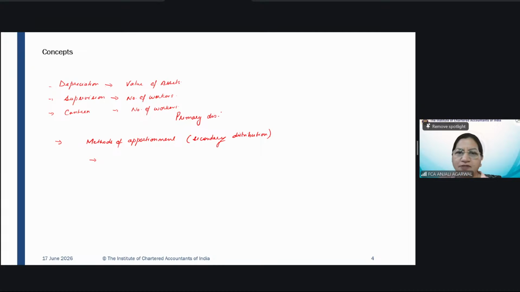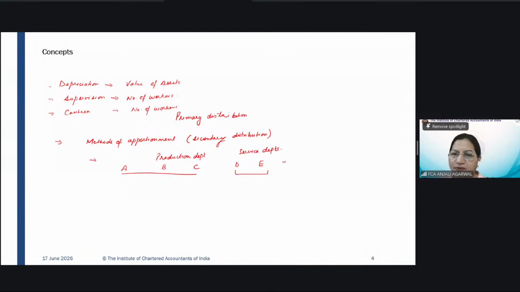After you have done the primary distribution, there can be a need to do a secondary distribution. What do we mean by that? Let us say there are 5 departments in an organization: Department A, B, C, D, and E. Departments A, B, C are your production departments, and Departments D and E are your service departments. What do service departments do? They are maintained in an organization to provide services to the production departments.